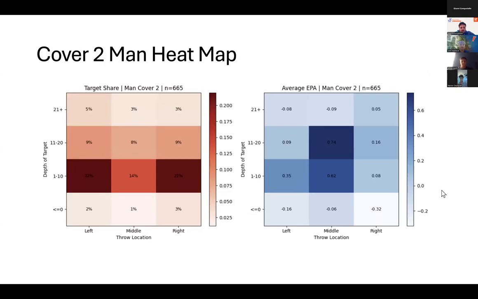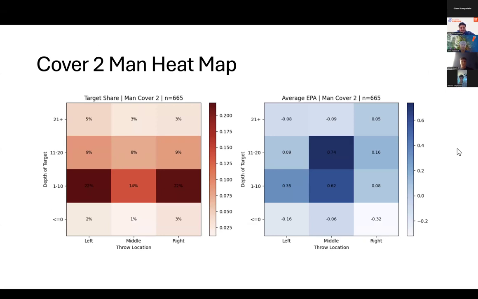So here we have some heat maps that just show the target share and then the EPA. For this, I used NFL Fast Start data. It has the third of the field to which the ball was thrown, and I also used average depth of target. The blue chart on the right shows where the highest EPA area to target is, and you can see that the two highest EPA areas in the middle are actually not targeted that frequently. The two most common are the left and right within 10 yards. And this is for cover two man.